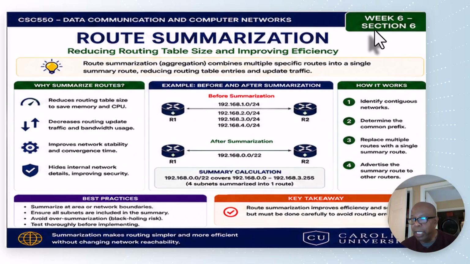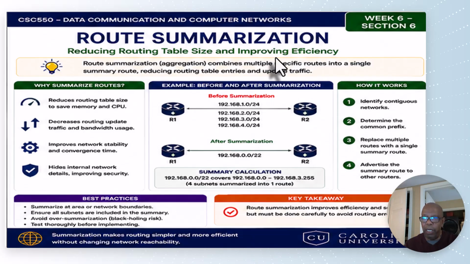Okay, route summarization, also called aggregation, combines multiple specific routes into a single summary route, reducing the routing table. This mostly applies to subnets. Remember we said we do a subnet with part of it IT, part of it HR. Okay, those are subnets that we can use.